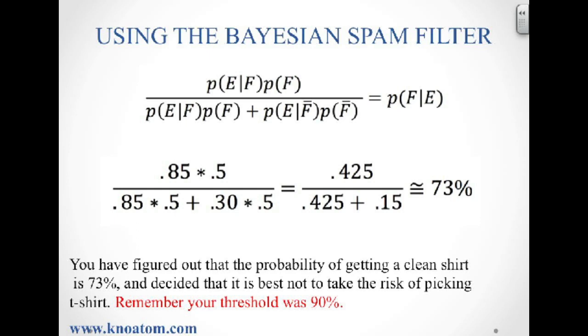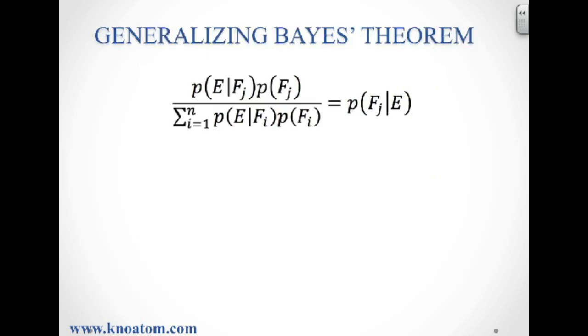Thus, through using your knowledge in 203, you have figured out that the probability of getting a clean shirt is 73%, and decided it is best not to take the risk of picking a t-shirt, instead wearing your collared shirt. You also didn't scare off your crush due to putrid stench. Way to go! One can see that in the same way this method helped sort good shirts from bad shirts, it could also be used to sort through spam.